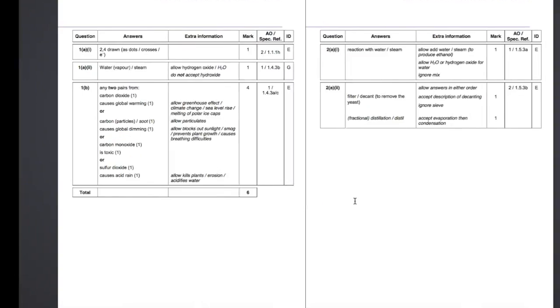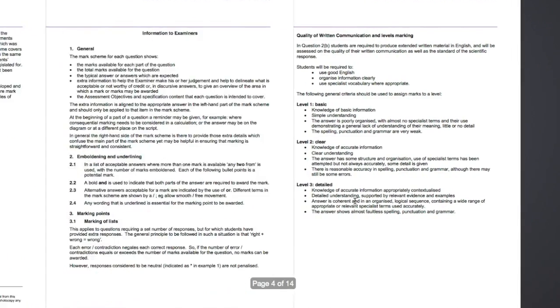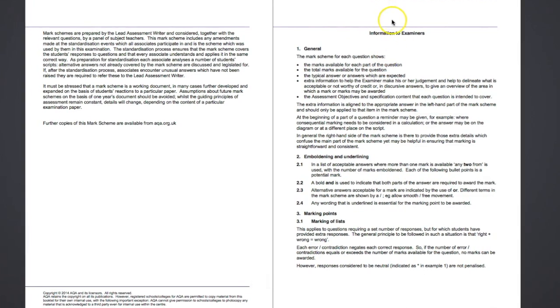Now, that's something that is written on the mark scheme for examiners. Let me show you here. Information to examiners. This one here, the marking of lists, is the most important point. There's this rule that the examiners have, which is right plus wrong equals wrong. What that means is that you write the right answer, then you write a wrong one, you negate the right answer, so you then lose marks.